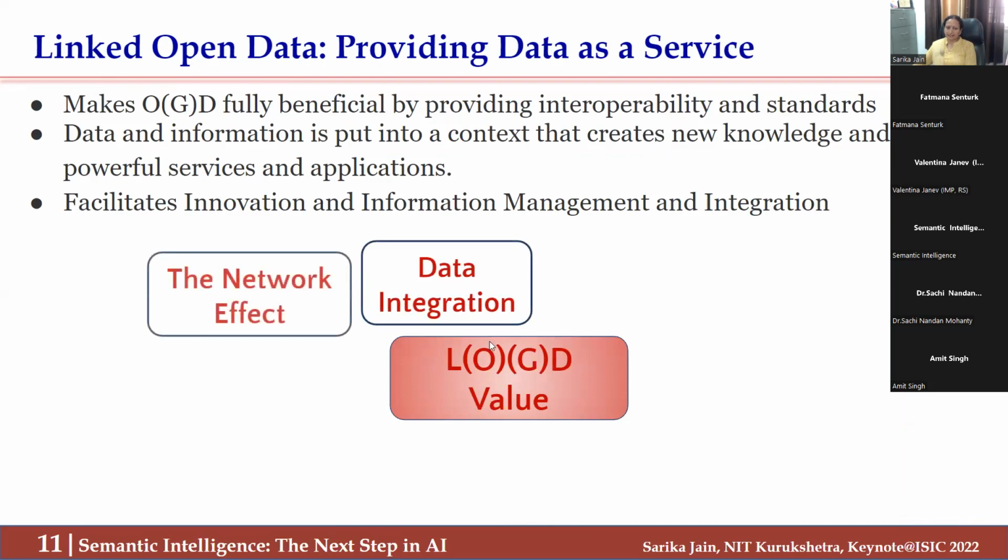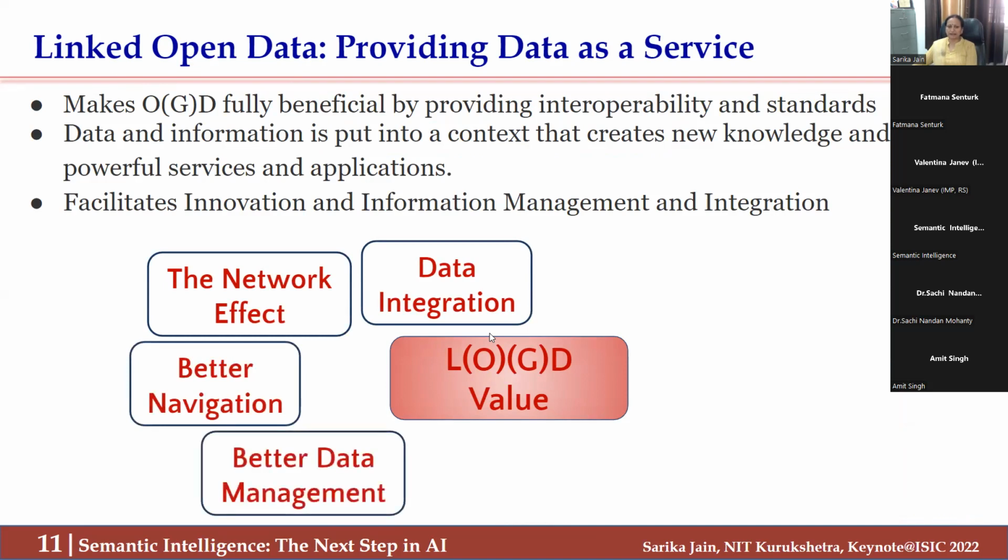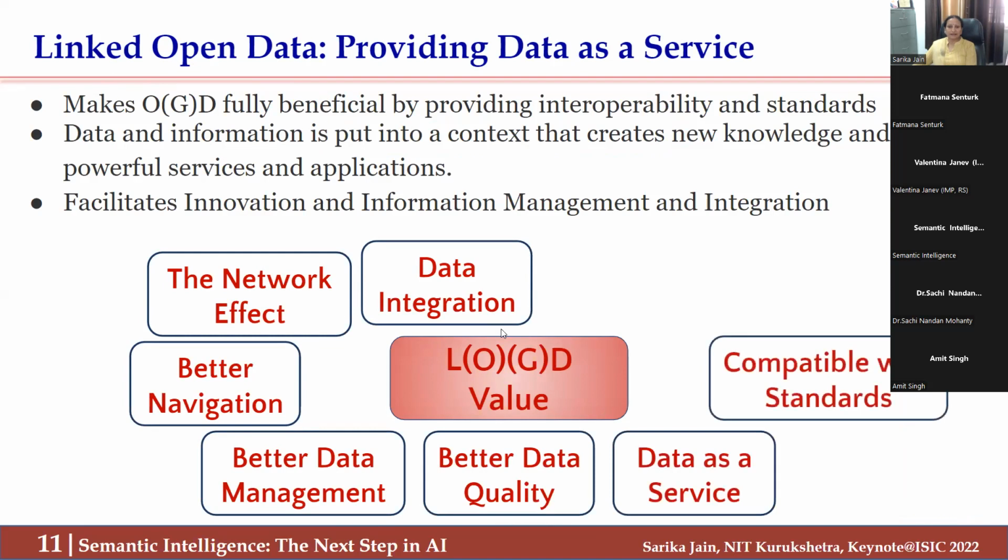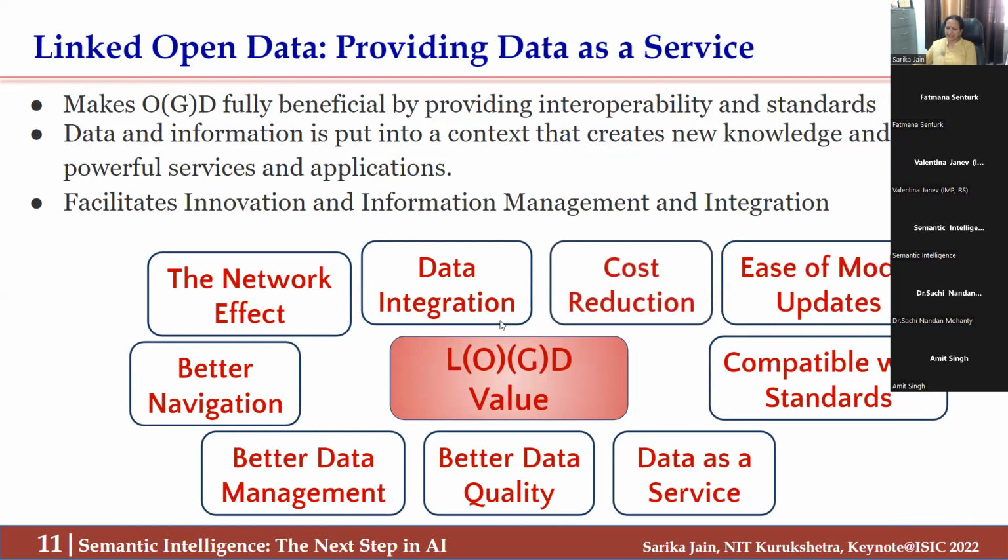We will get data integration. The network effect will be there. We will be able to have better navigation, better data management, better data quality, data as a service, as I just mentioned, compatibility with the standards, ease of model updates, and also cost reduction. This linked open data will make open government data fully beneficial. How? By providing interoperability and standards to it. Data and information will be put into a context that creates new knowledge and enables powerful services and applications. Linked open data will be facilitating innovation and information management and integration.